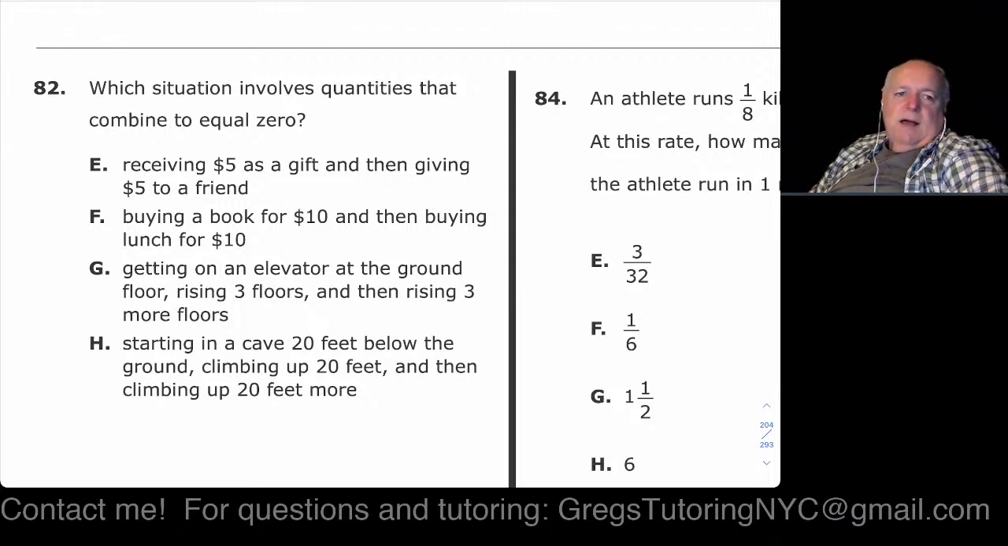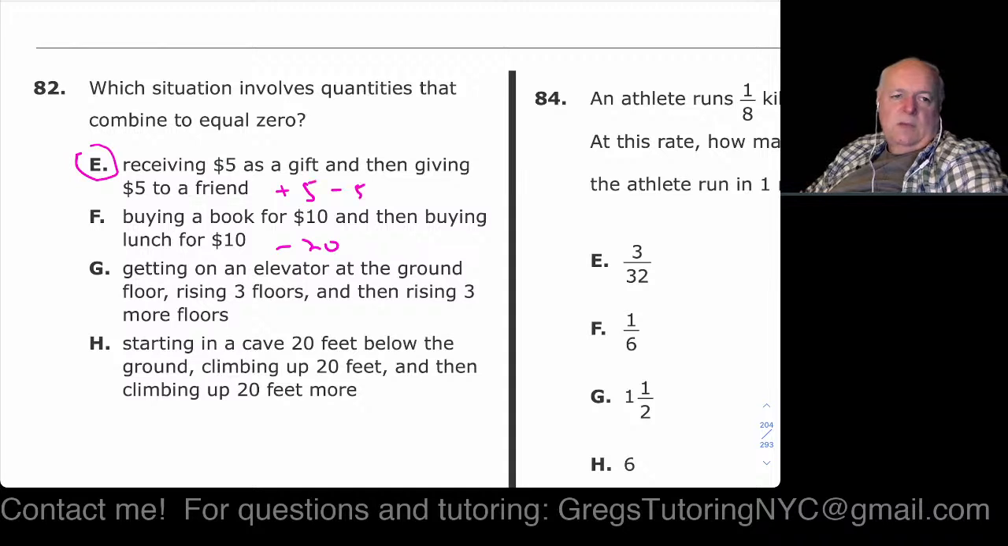Which situation involves quantities that combine to equal 0? So if you receive $5 as a gift, and then you give $5 to a friend, you gained 5 and lost 5. This is a no-brainer. Let's make sure we didn't miss something here. If you buy a book for $10 and then buy lunch for $10, then you're down 20, right? The thing here was you received 5 and then you spent 5, so you lost 5. So that's equal to 0.